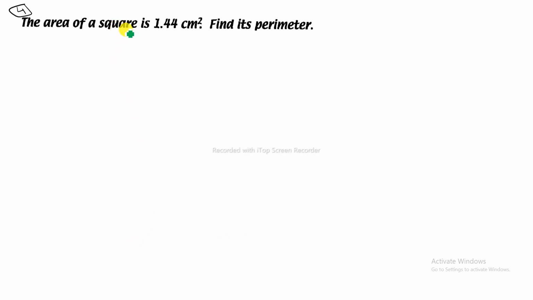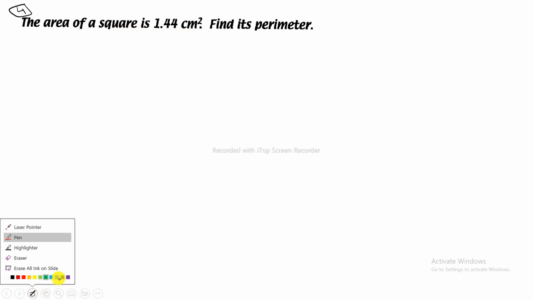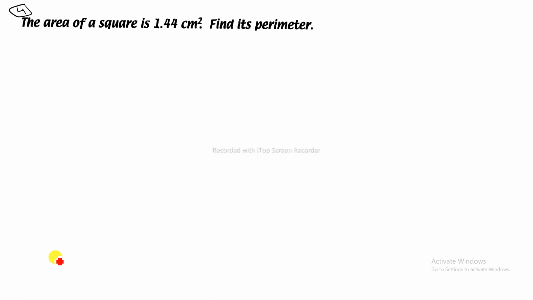Here it says the area of a square is 1.44 centimeter square. Find its perimeter. We know that the area of a square is side times side. So if you have a square, let the length of its side be x. The area is x times x. The area of the square is equal to x times x, which is x power 2.